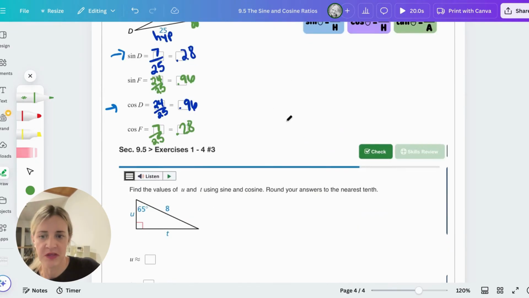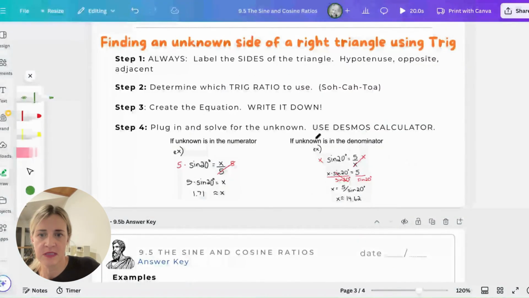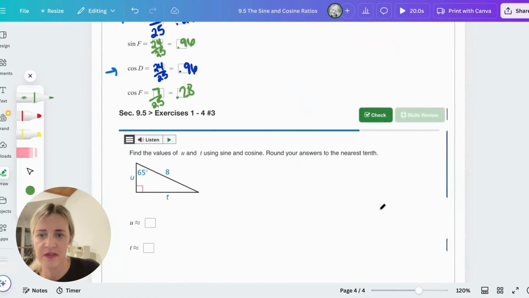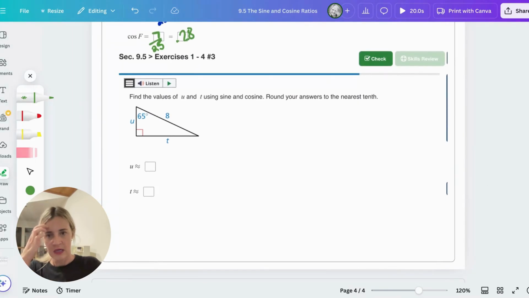That's all you had to do on that one. We weren't doing any solving. This one we are. So we're going to go through our steps up here: label, determine, all those things. Okay, so find the values of u and t using sine and cosine. Deep breaths. We can do this, right? All right. First step, label the sides of your triangle.